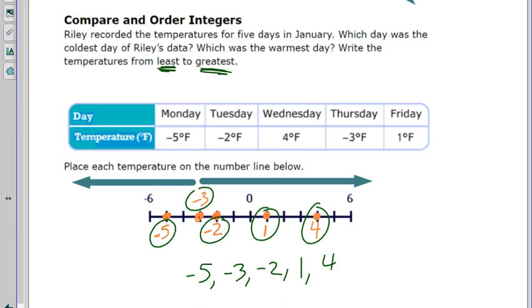The coldest day is going to be -5. And the warmest day is going to be 4.